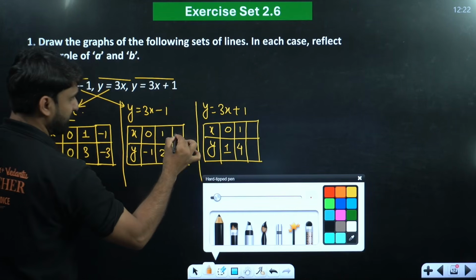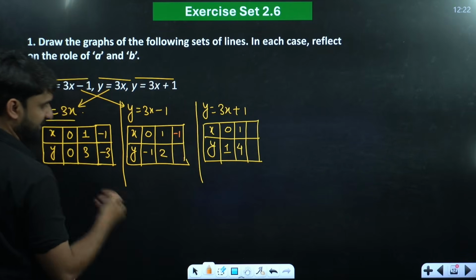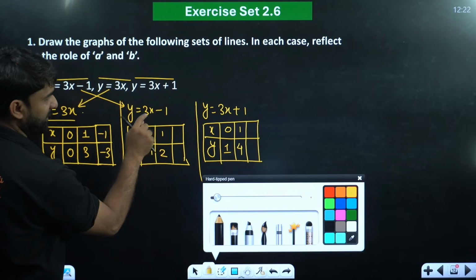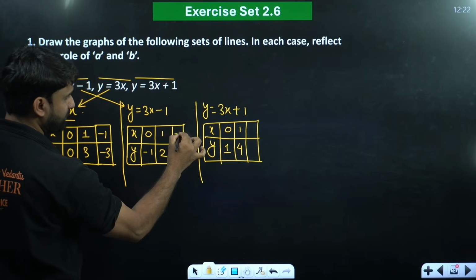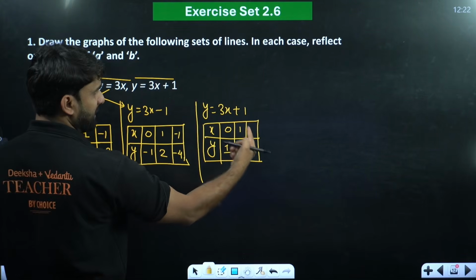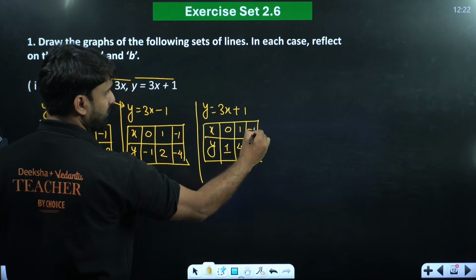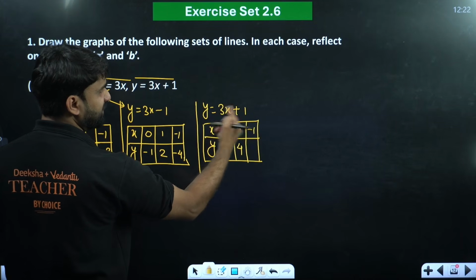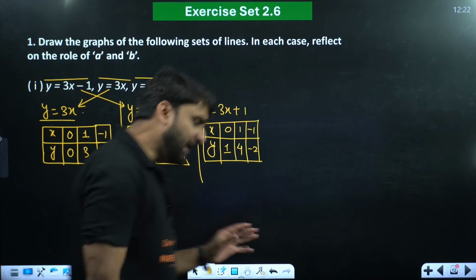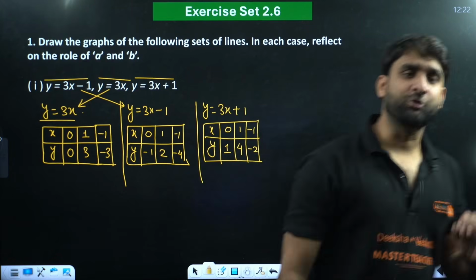So let's take -1 because we have taken -1 here. If we take -1, champions, 3 times -1 is -3, and minus 1 will be -4. Similarly here, -1 gives -3 plus 2, and -3 plus 2 will be -2. I hope this is clear to you all. So we have 3 solutions. Now let's draw the graph.